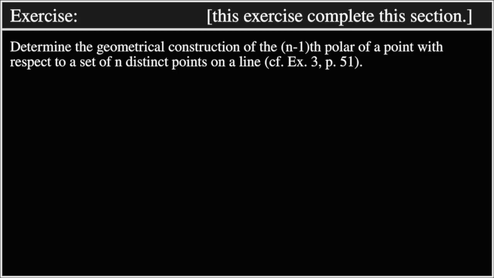Exercise: determine the geometrical construction of the n-1th polar of a point with respect to a set of n distinct points on a line. Chiefly Exercise 3, page 51.